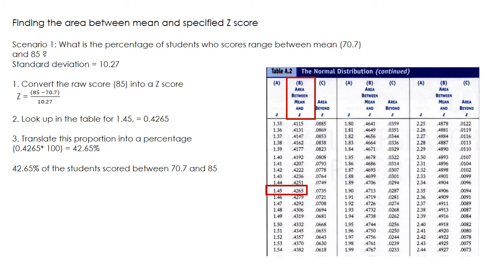In this data you have a mean of 70.7 and a standard deviation of 10.27. So the first step is that we have to convert our raw score into a z-score. You need to convert the 85 into a z-score. How do we do that? Using the formula: z equals 85 minus 70.7, divided by 10.27. So what is the value that you get?